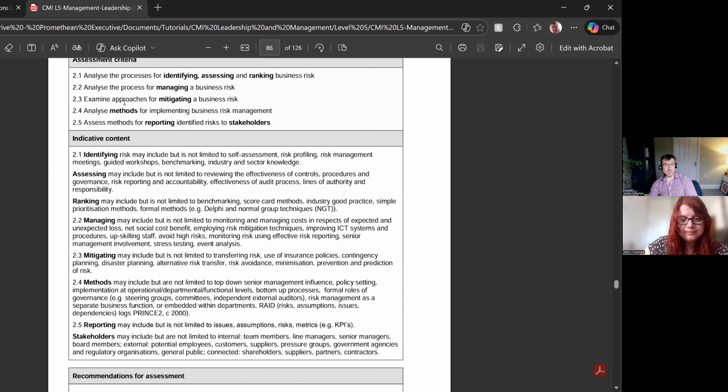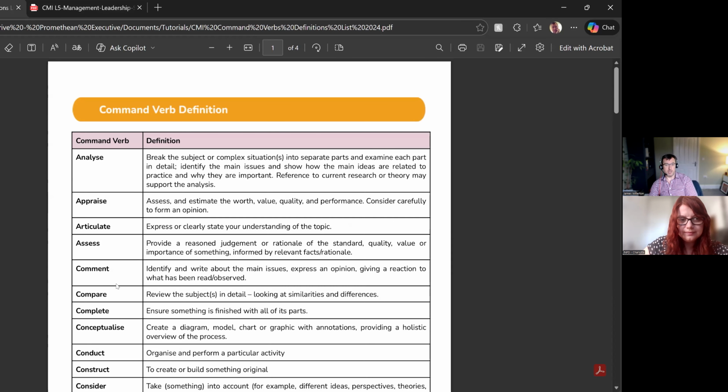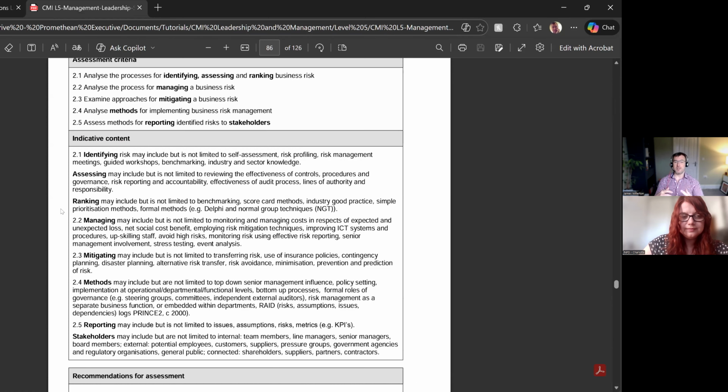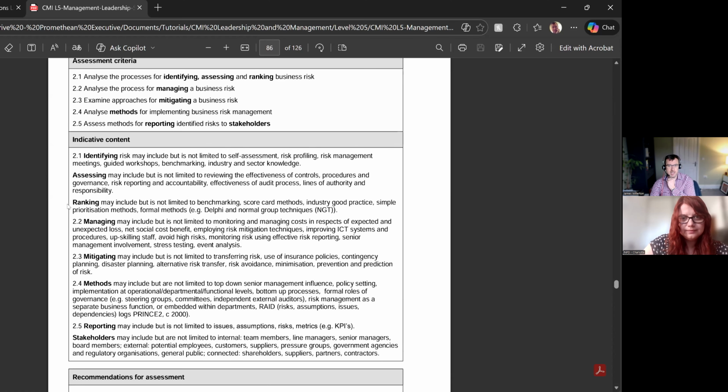And the assessment comes into place here. This is the command verb where we're going to provide a reason, judgment or rationale of the standard, quality, value or importance of something, informed by relevant facts or rationale. So here you might think around 2, 3, maybe 4 at most different types of method for reporting identified risk. Your job is to assess the methods of reporting. So how good do you think they are? What can the problems be sometimes around them? Which is the most effective method for different stakeholders? All those things come into play here for 2.5. And that is this assignment.